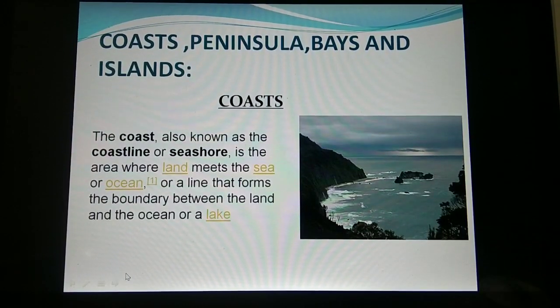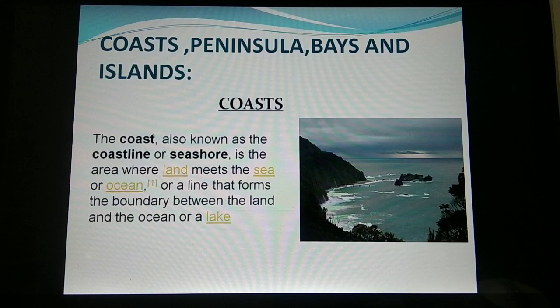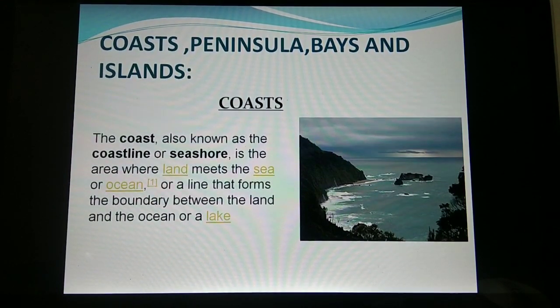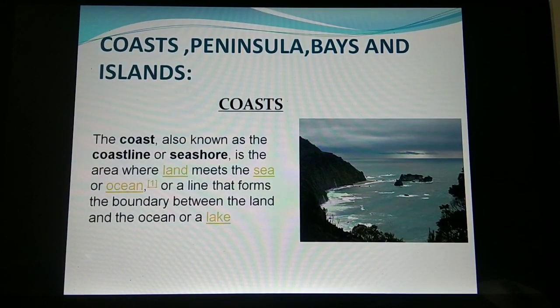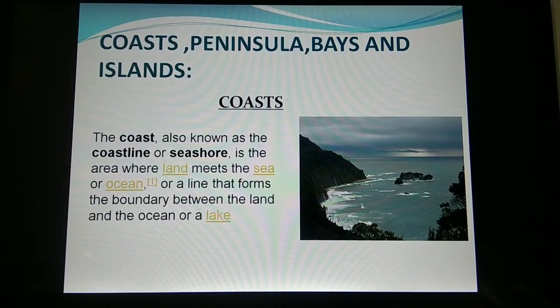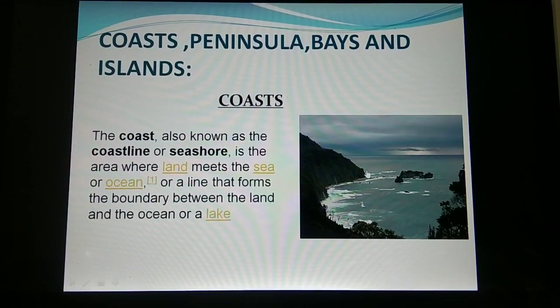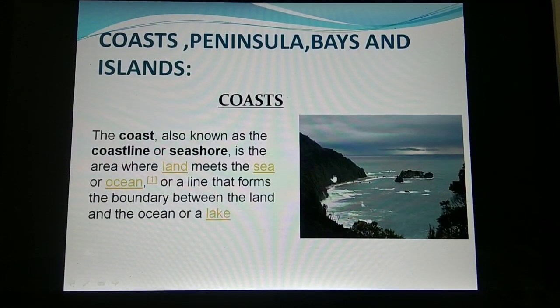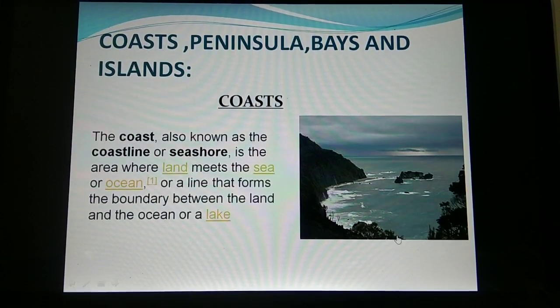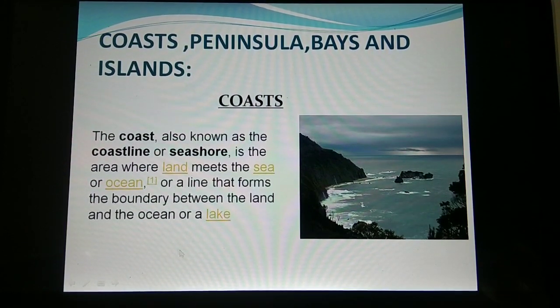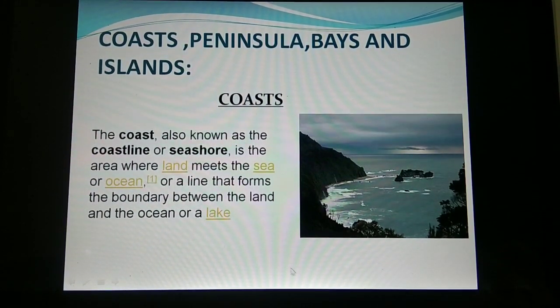Coast, peninsula, bays, and islands. A place where land meets the sea is called a coast. The other name of coast is coastline or seashore, or a line that forms the boundary between the land and the ocean is called the coast. Look over here. The land is meeting the ocean, and this line is called the coastline. India has a western coastline as well as an eastern coastline.